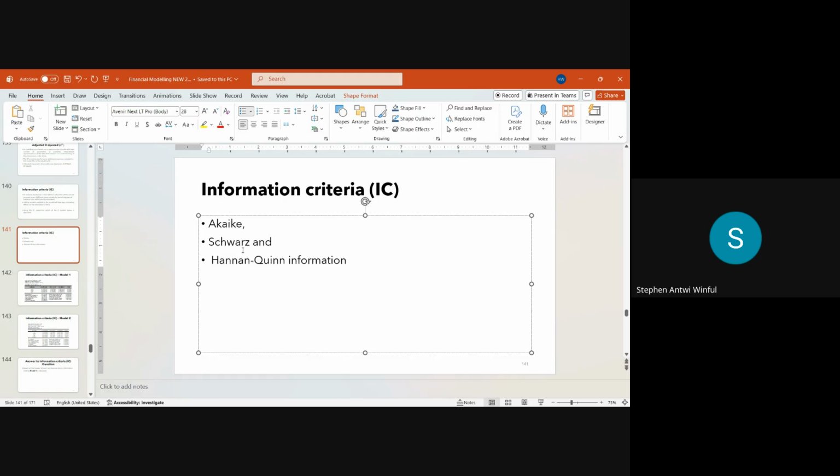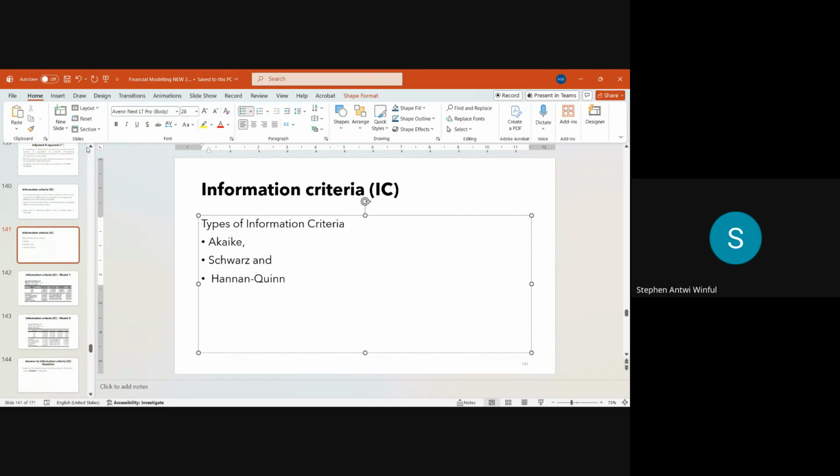All right. So we have the Akaike, the Schwarz, and the Hannan-Quinn information criteria. These are all types of information criteria, and the same technique is applied, where we look at the smallest values. Akaike, Schwarz, and Hannan-Quinn.